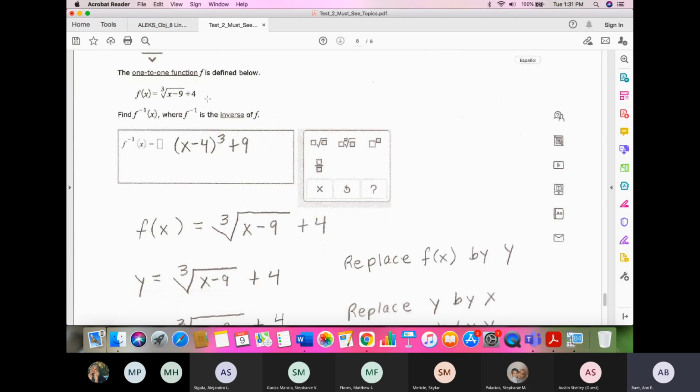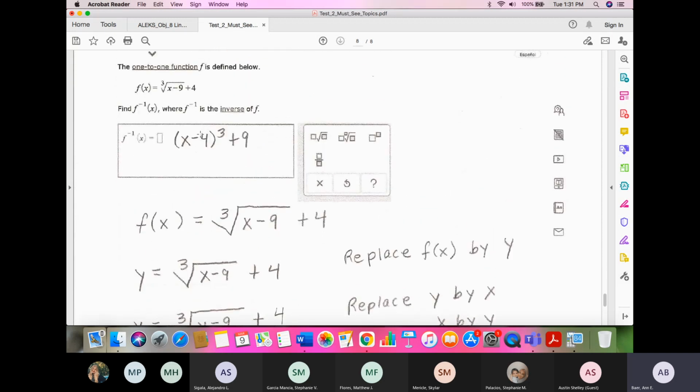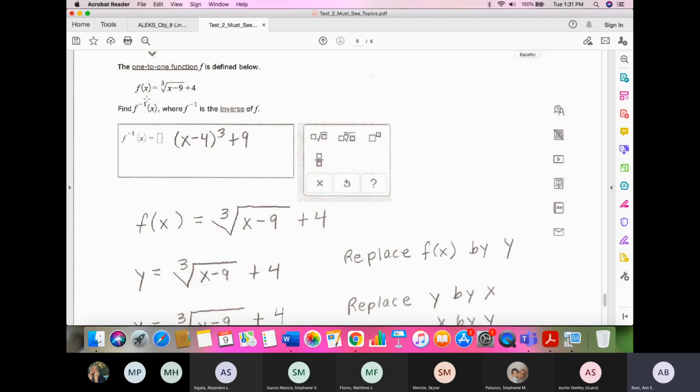So let's start here. I just copied this down. How do we find the inverse? We're asked to find f to the negative 1. That negative 1 just represents the word inverse. That's all that negative 1 up there does. There's no math involved. It's not a reciprocal or anything like that. It just represents the word inverse.